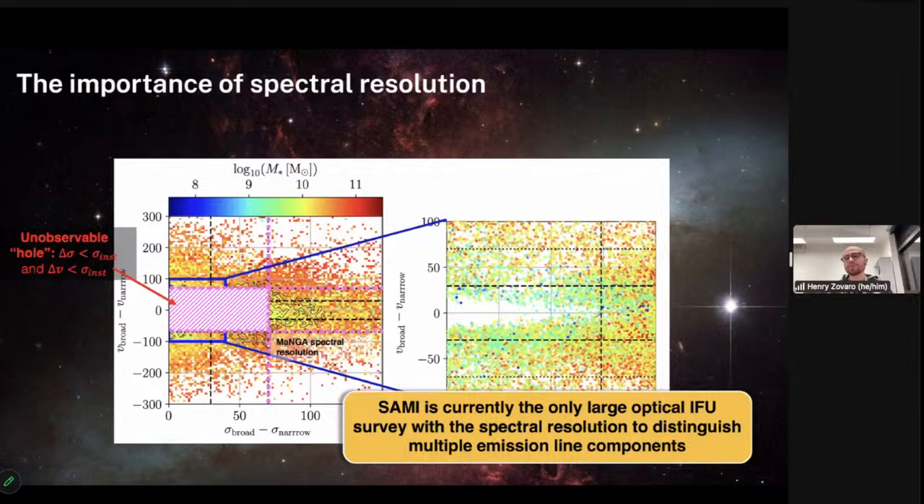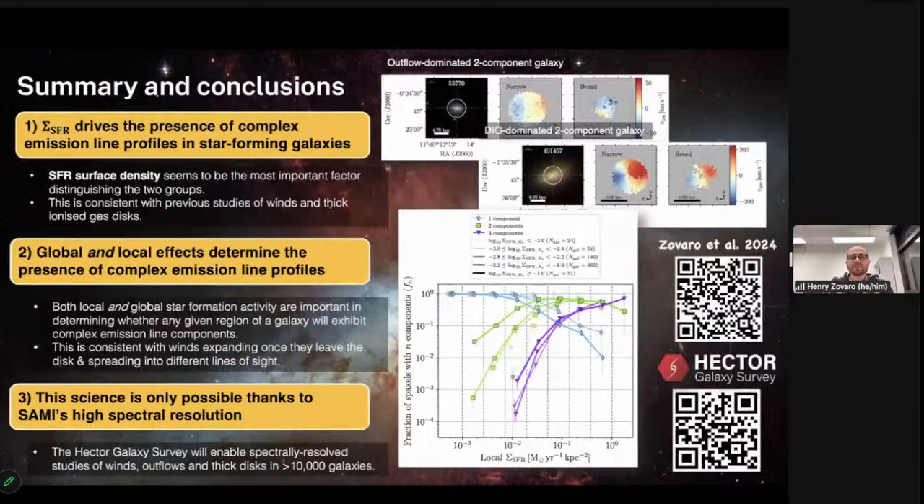And SAMI is currently the only large survey that enables us to do this science, with Hector coming online in the coming years. So that's the end of my talk. I'll just finish off with my summary, which is that star formation rate surface density is what drives the presence of complex emission line profiles in star-forming galaxies. Both global and local effects appear to determine the presence of complex emission line profiles in any given region of a galaxy. And again, this science is only possible thanks to SAMI's high spectral resolution.